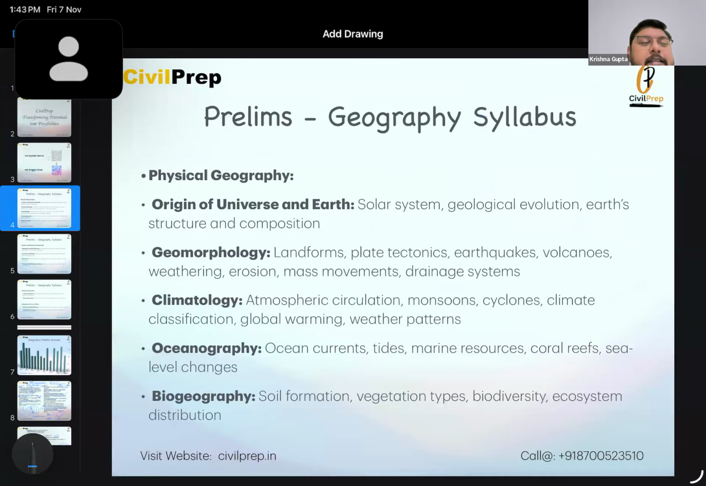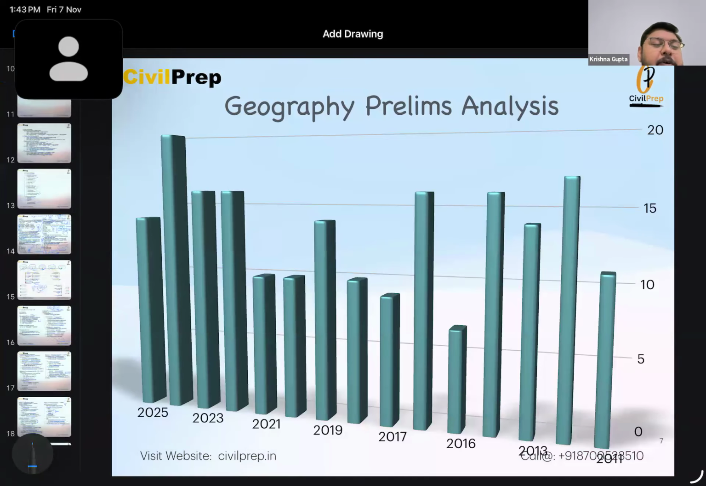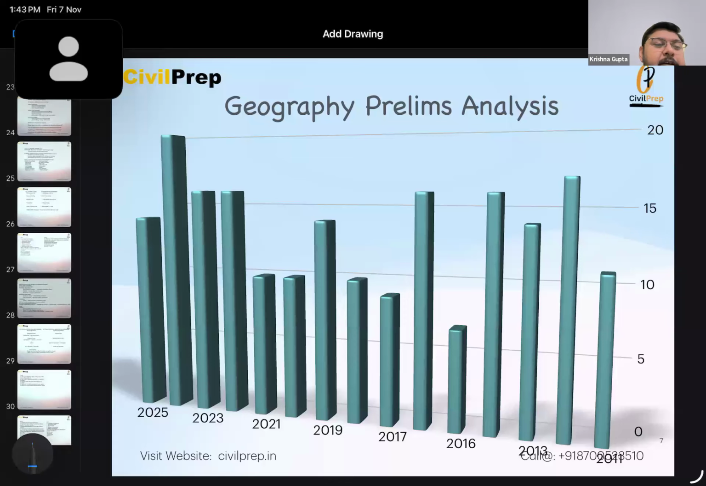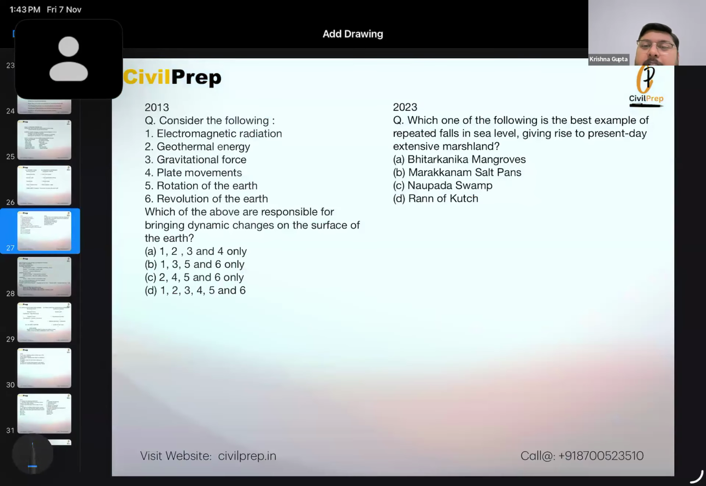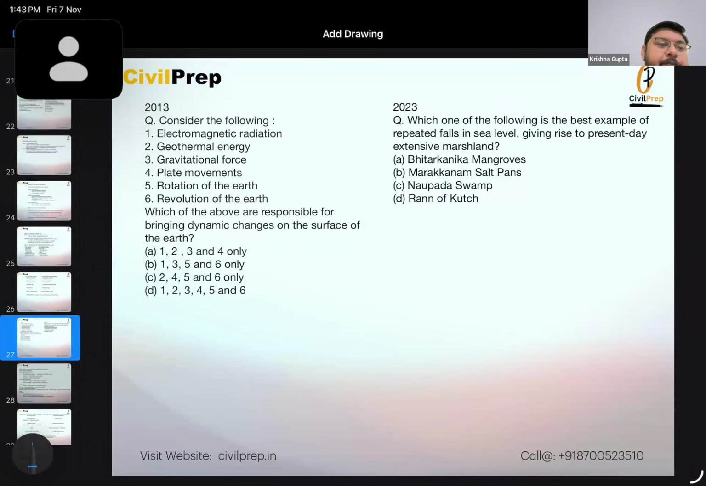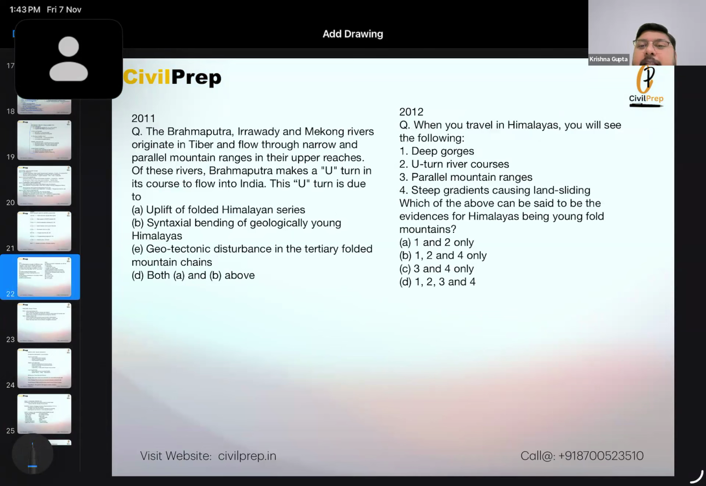We have already discussed the syllabus. We have already discussed the trend. A few of the questions have been already discussed before. So I'll be directly coming to the next question for us, which is related to the river, that is the Brahmaputra river. Now, not only the Brahmaputra river, but these two questions of 2011 and 2012, we will see that it is basically been made upon the Himalayas by the river systems.